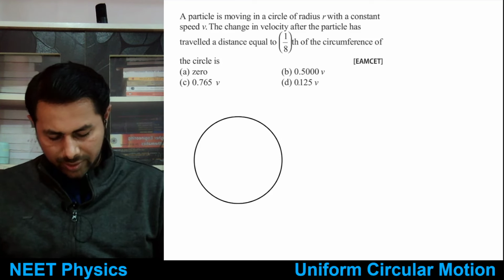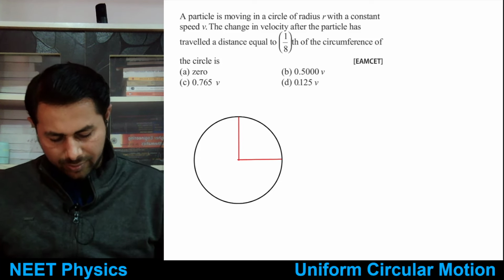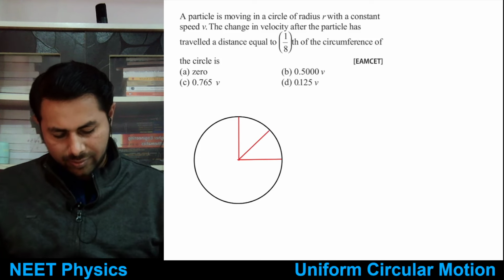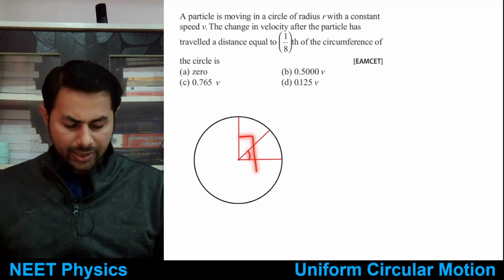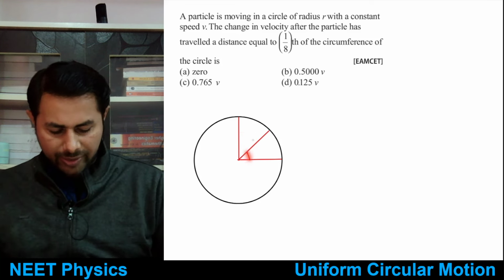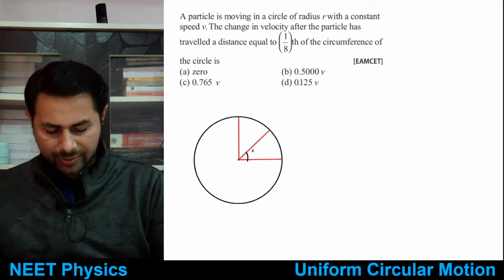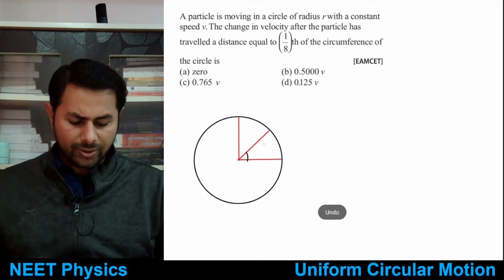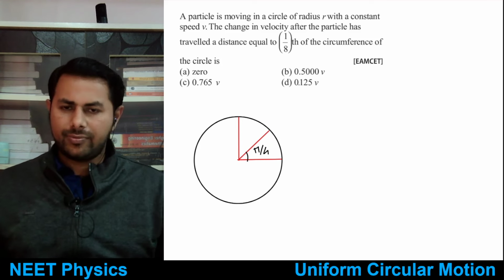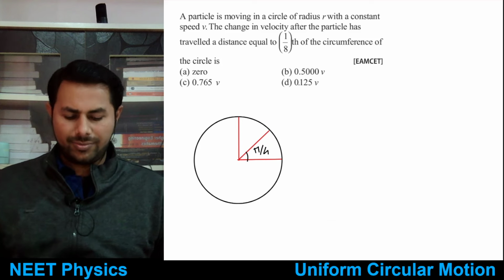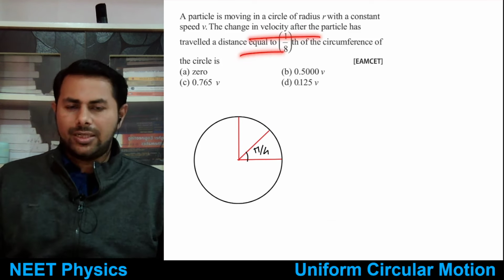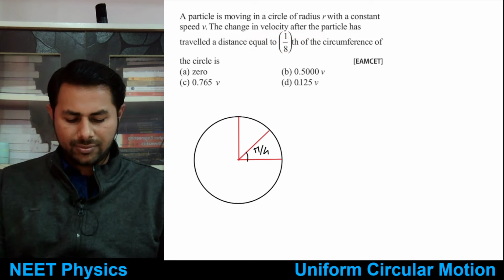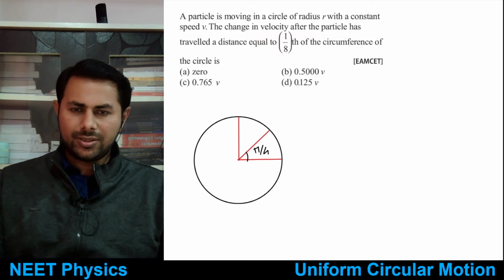So if it travels 1/4, this thing will be 1/4. So for 1/8, how much will be the angle? It's 45 degrees, or you can say it's pi by 4. Theta is equal to pi by 4. So what will be the change in velocity? Tell me. Speed is constant.